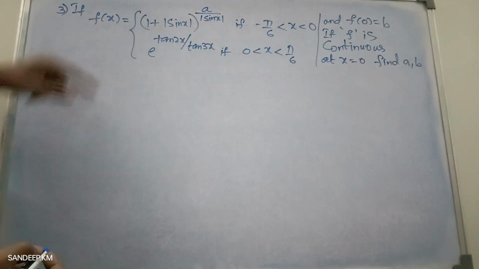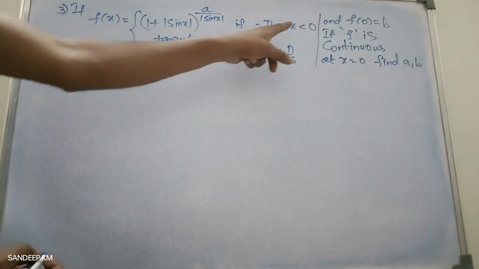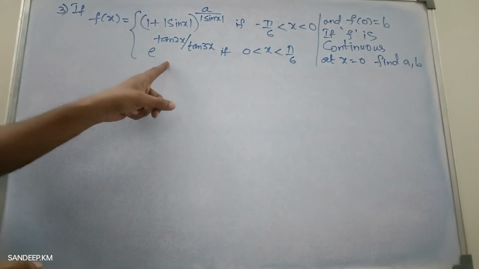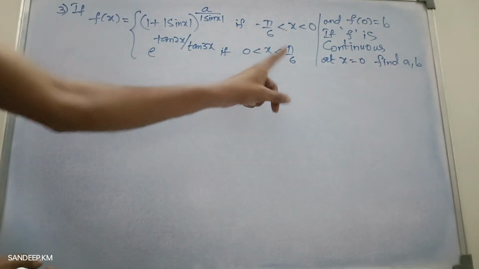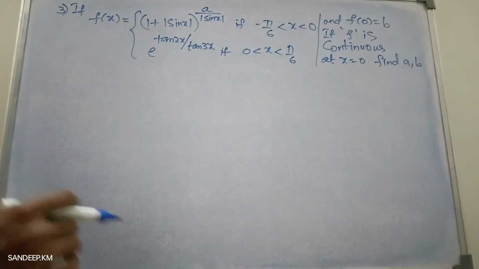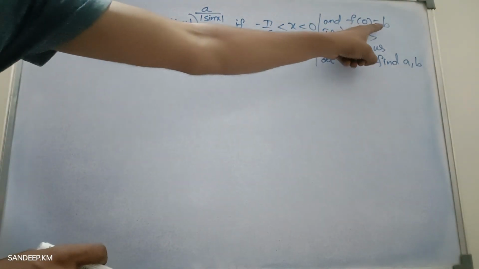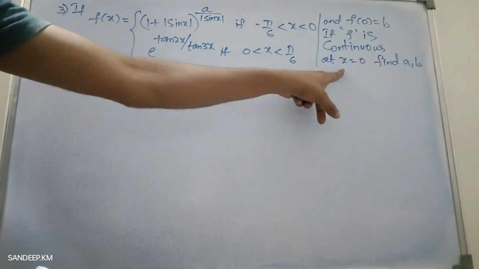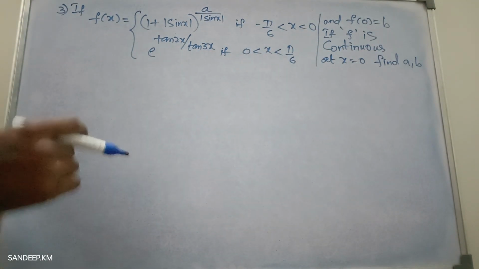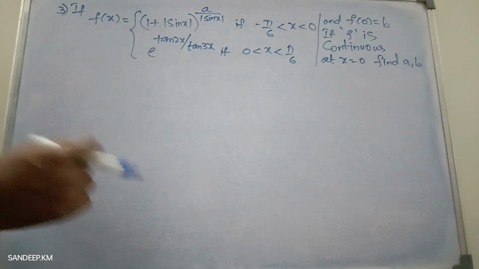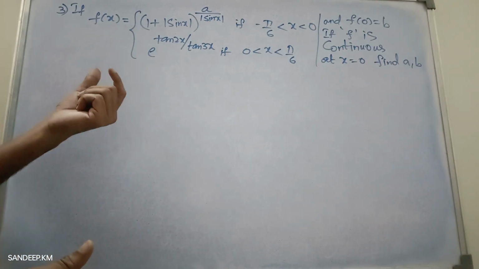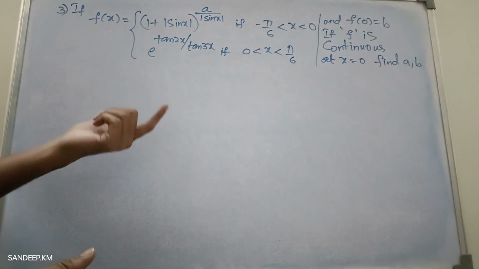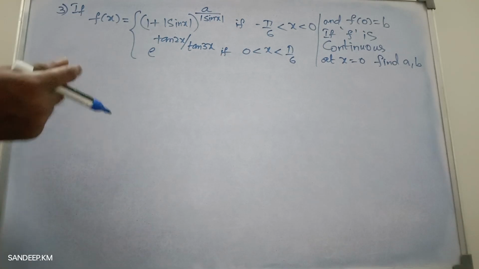Third question. f of x is equal to this function if x is between minus 30 degrees and 0 degrees, and it is equal to this function if x is between 0 degrees and 30 degrees. They have given f of x, and at the same time they told that f of 0 is equal to b. If f is continuous at x is equal to 0, find a comma b. Now first of all, pause the video and try it yourself. Check whether you are getting the answer or not. Find f of 0 minus, find f of 0 plus and equate them. Check whether you are getting the answers or not, and after that check the video.